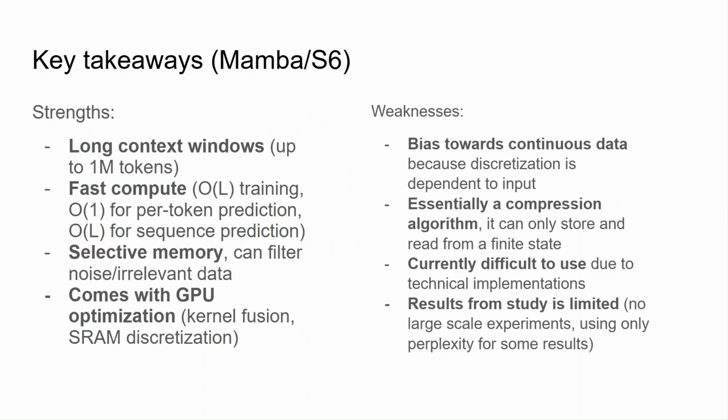So for the conclusion, the strengths of Mamba, like we mentioned: it can have long context windows, fast compute, selective memory, and comes with GPU optimization. But the weaknesses are that it is biased towards continuous data, and it is essentially a compressive algorithm. And also, it is currently difficult to use due to technical implementations. That's why the results from the study are actually limited.